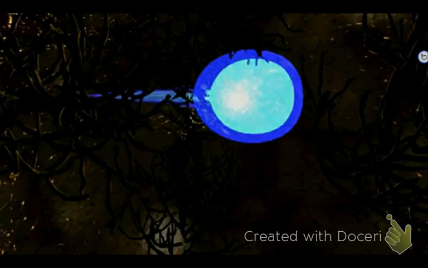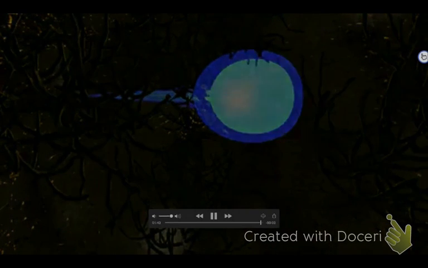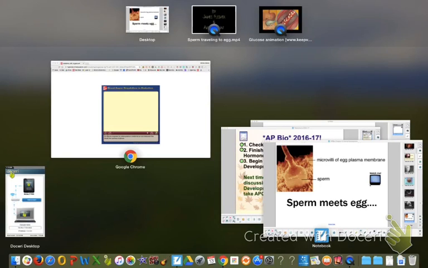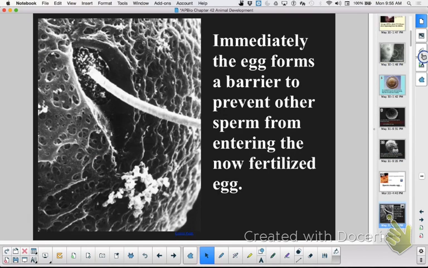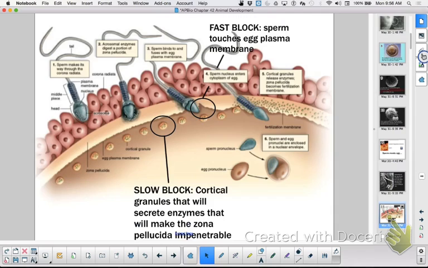Yeah. All right. So that all has to happen, just like that. Why did that one make it, not the other one? Well, they're all working at it, so one of them just gets there faster. I think they just did that to make it dramatic. So immediately the egg forms a barrier to prevent other sperm from entering the now fertilized egg, because you don't want to be a mutant Ninja Turtle.